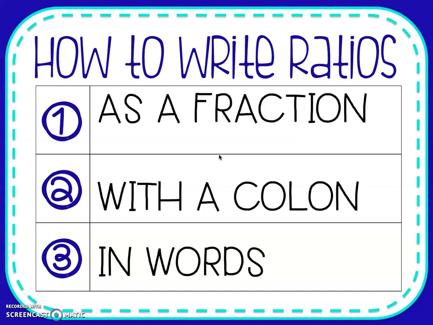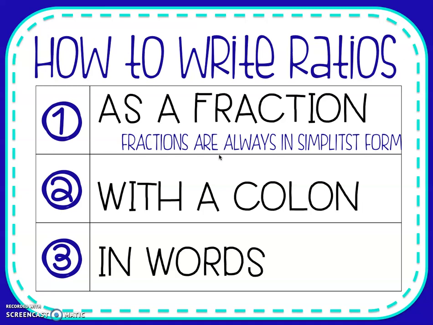A couple of things to keep in mind: when we're writing ratios as a fraction, all of our fractions always have to be in simplest form. Okay, so that's why we have our calculator out today. We're going to actually have our calculator help us simplify those fractions today. So anytime we're writing a fraction, we want it to be in simplest form. With a colon is the 2 dots, okay? So it's 2 dots between the numbers. And then in words, the word we're going to use in between our 2 quantities is the word "to." Just like you saw on the first slide where it said boys to girls, or black to red. We're just going to write it with the word "to."